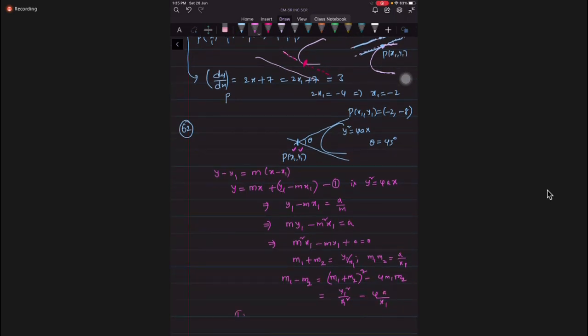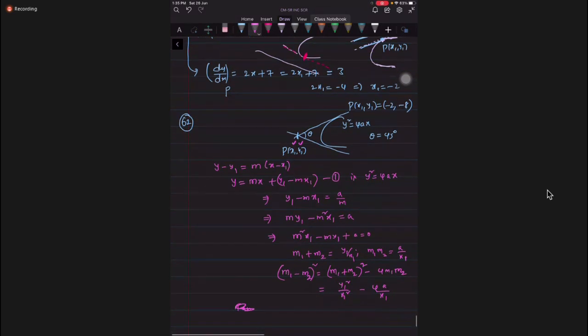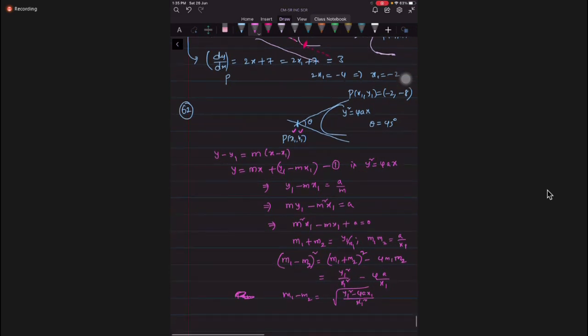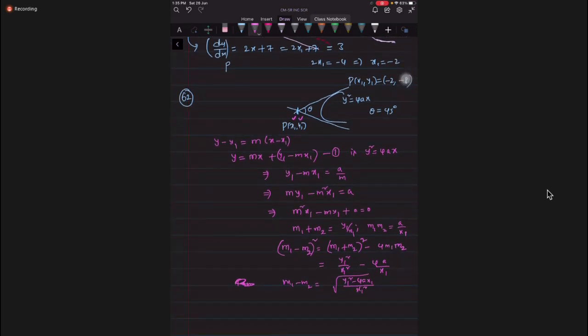All of you, students? Yes, sir. Then m1 minus m2 is what now? Square root of y1 square minus 4a x1, divided by x1, minus square root of y1 square minus 4a x1, divided by x1 square, inside the square root. Okay. Now what is the tan theta formula?